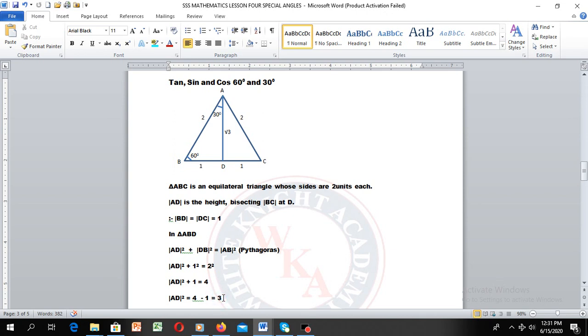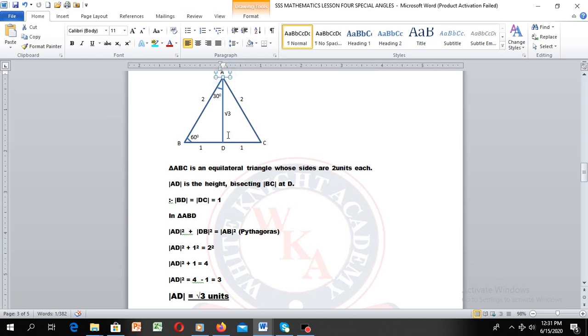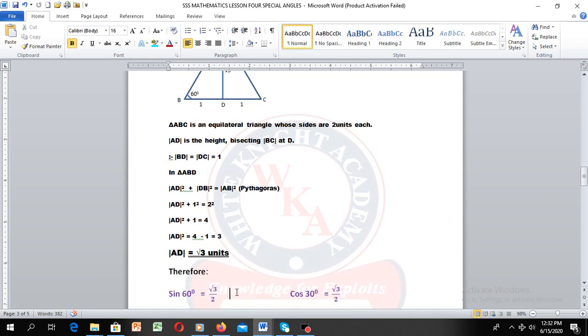Since we are looking for AD, and we know that the square of AD is 3, therefore to get the value of AD, we are going to take the square root of both sides, or you say AD is equal to square root of 3. And that means that the value of length AD, which is the height of the triangle here, is going to be root 3 units. Okay.